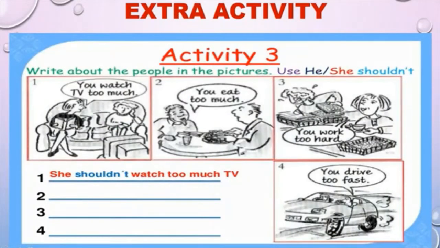Then, you have to do this extra activity in your grammar book. Write about the people in the pictures using he or she shouldn't. You can see there are 4 pictures, so you have to make sentences using shouldn't and write them.